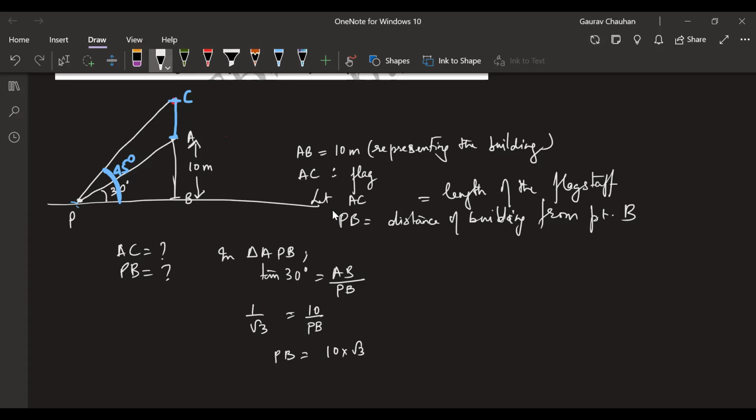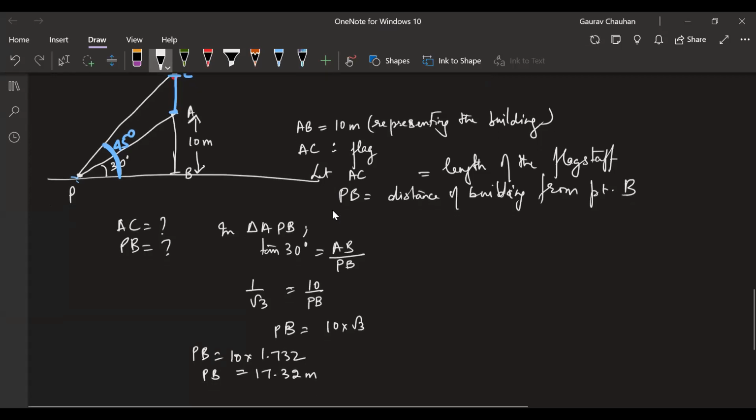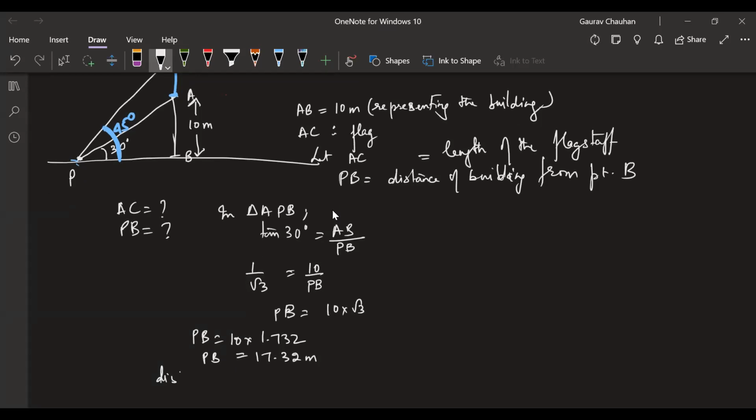Right now, you can multiply for the final answer, but when we use it in the next triangle, it's better to use it in this form. So PB will be equal to 10 into 1.732, that's equal to 17.32 meters. That's the distance of the building from point P.